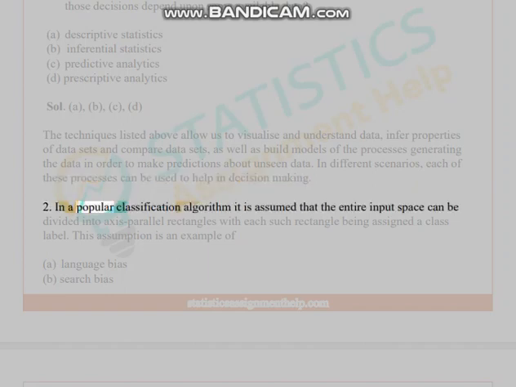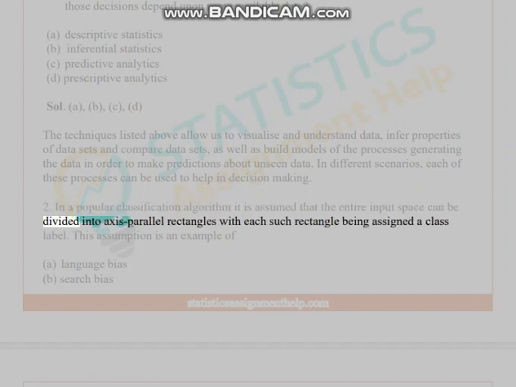2. In a popular classification algorithm, it is assumed that the entire input space can be divided into axis-parallel rectangles, with each such rectangle being assigned a class label. This assumption is an example of A. Language bias. B. Search bias. Sol. A.